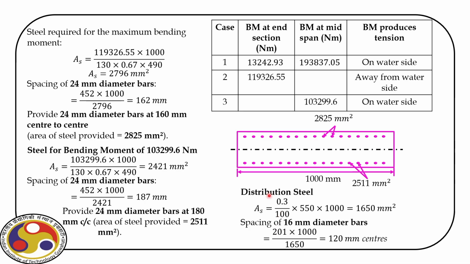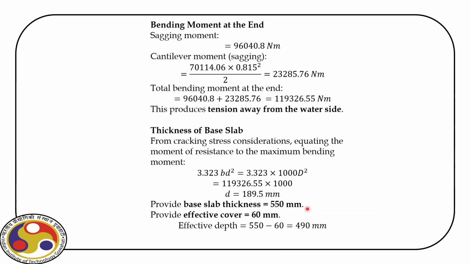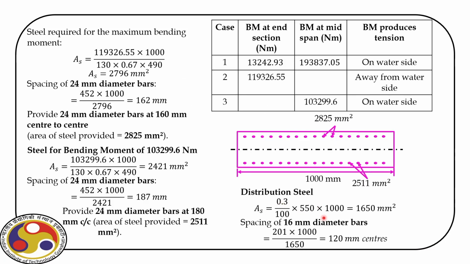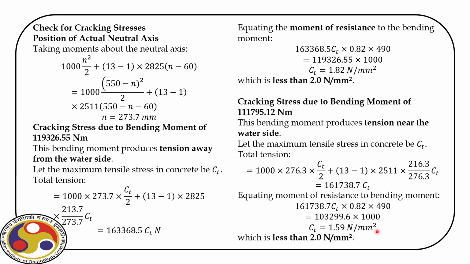Now, we also have to provide distribution steel, that is 0.3% of the cross section, which is, if you recall, depth is 550 millimeter. So, As for the distribution steel is 1650 millimeter square. So, if we provide 16 diameter bar, we have a spacing of 120 millimeter center to center.